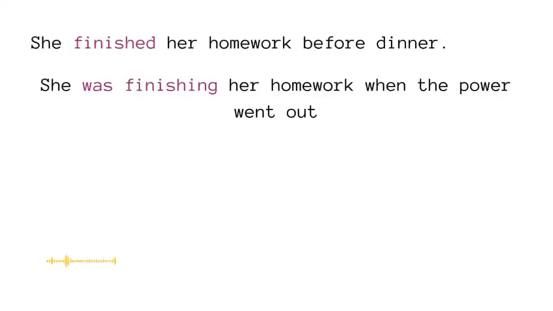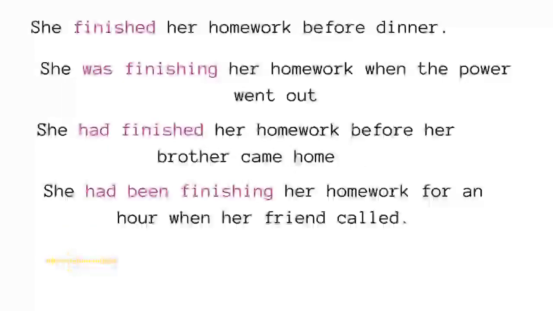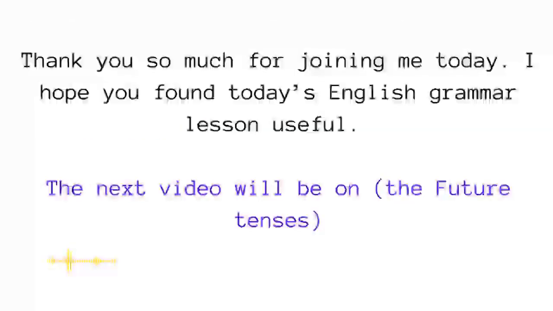Was finishing, with ing. She had finished her homework before her brother came home. That means the finishing part happened before the arrival of her brother. And the last one, she had been finishing her homework for an hour when her friend called. Had been finishing. So this is basically everything that you need to know about the use of the past tenses.